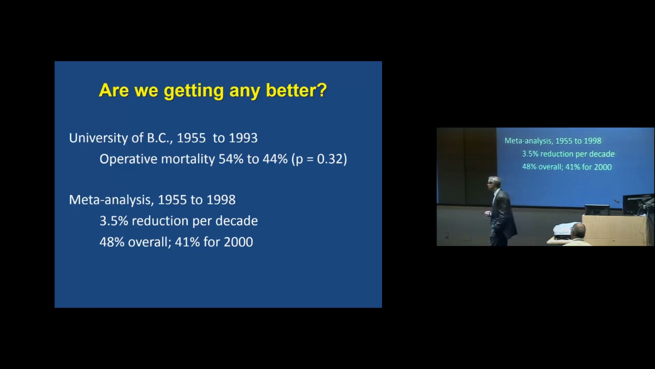The University of British Columbia reported their series over 4 decades, from 1955, which is around the time the first aortic aneurysms were repaired, up until 1993. They saw that operative mortality dropped from 54 to 44%. Not a whole lot of improvement, and in fact, it was not even statistically significant. The meta-analysis, looking at the same 4 decades, showed a gradual 3.5% reduction of mortality per decade, but by 2000 it was still 41%. So basically, over the first 4 decades of the history of treating this disorder, we didn't make any progress.